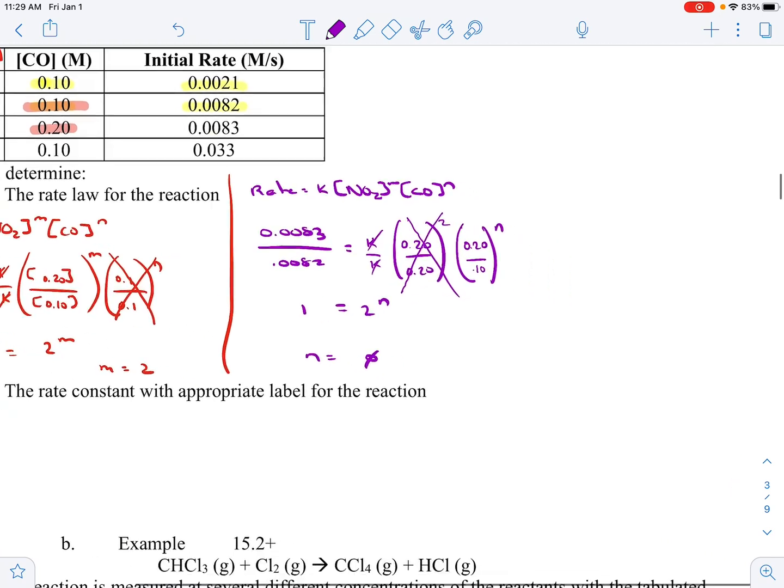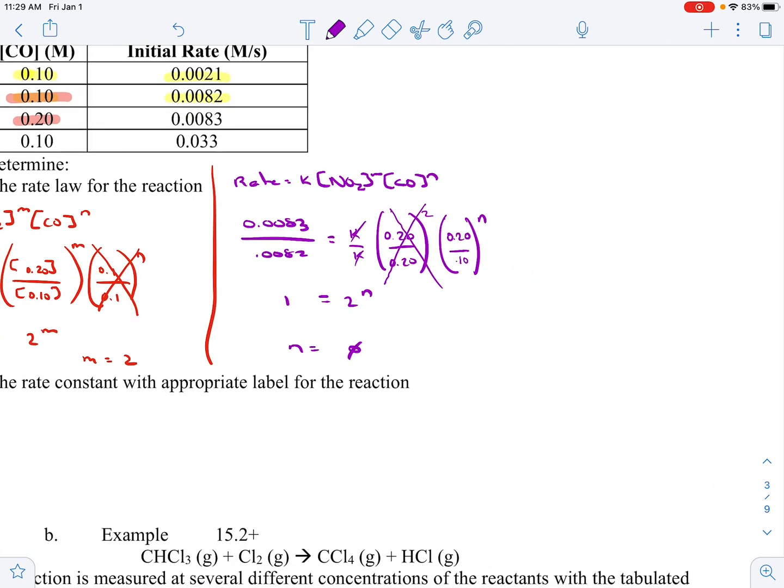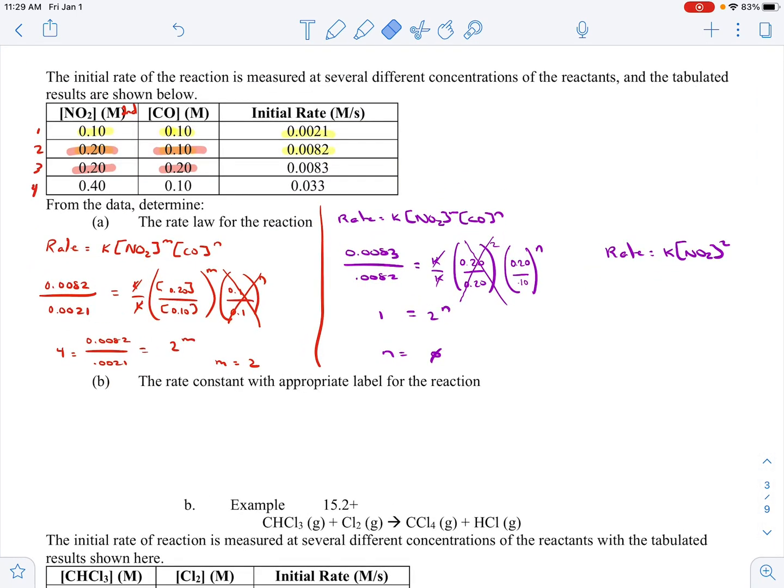So our rate law is going to be rate equals K times NO2 raised to the second power, and then CO raised to the 0 power, or we could just eliminate that altogether, because a 0 power wouldn't show up in the overall reaction. All right? Awesome. Now that we know that, we can now solve for K.